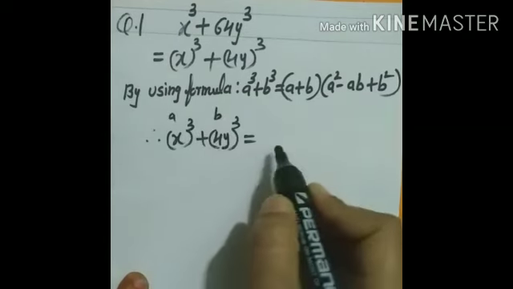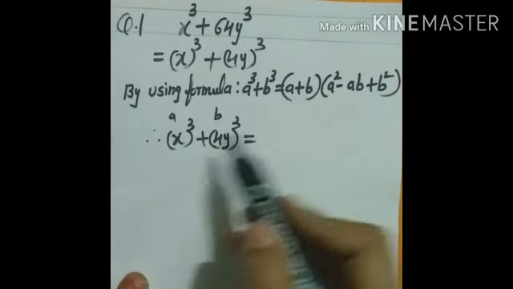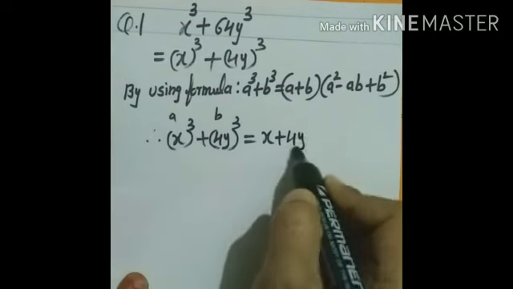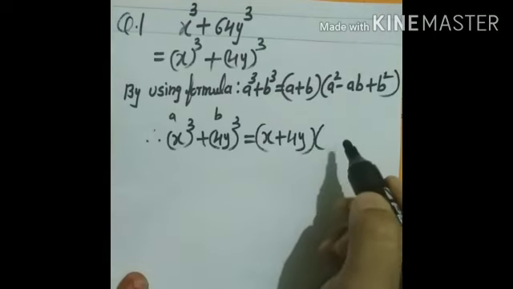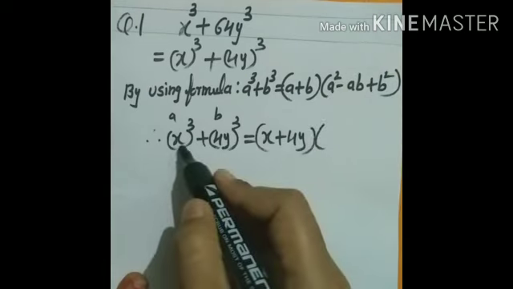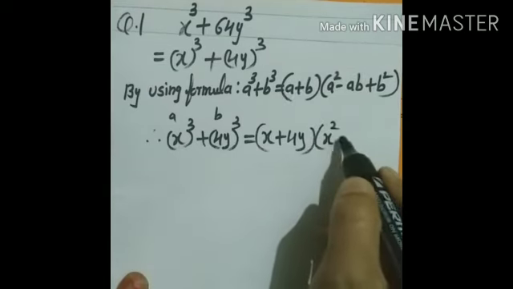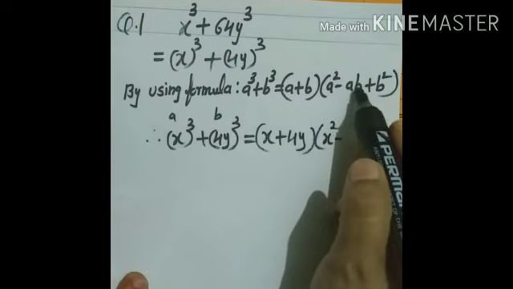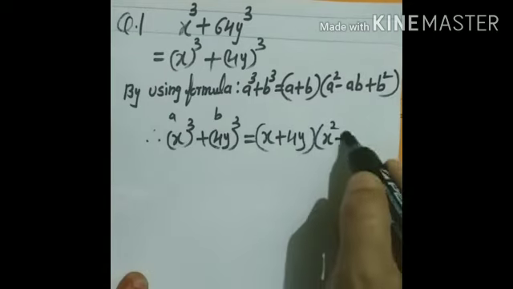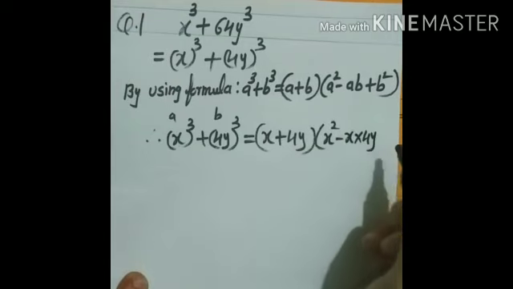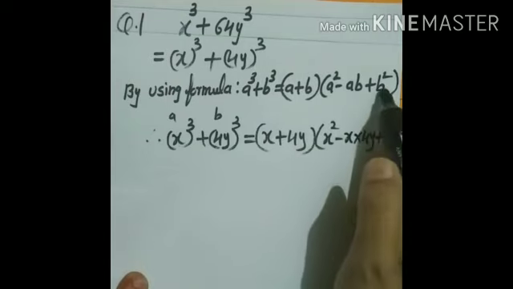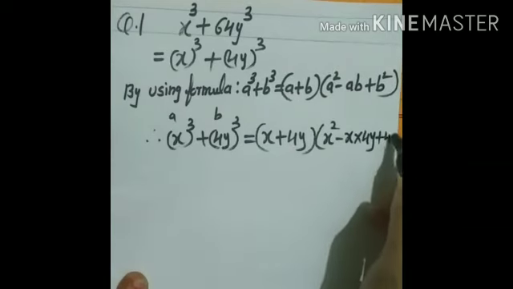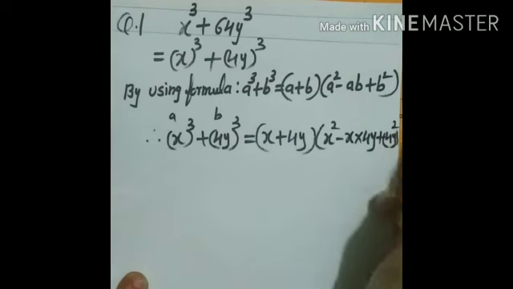Okay. First step is what, children? a plus b means x plus 4y. x plus 4y. In another bracket, children, a square means x square minus ab means multiplication, children, between these 2 terms. So, what we take? x into 4y plus b square. What is the b, children? 4y. So, (4y) whole bracket raised to square.